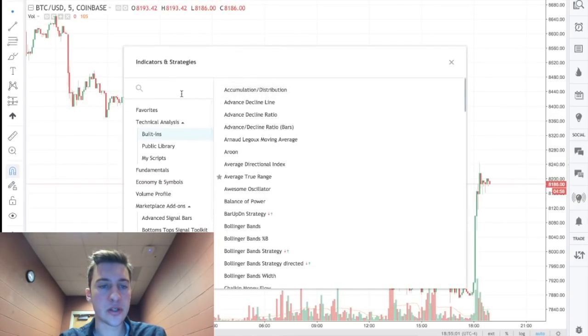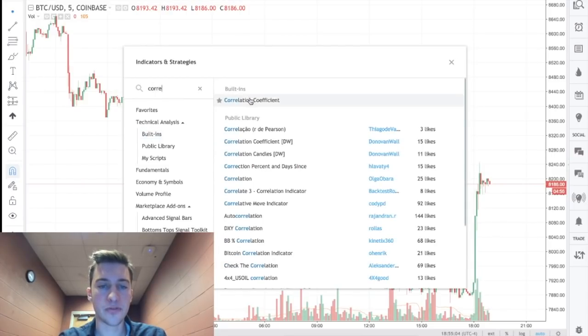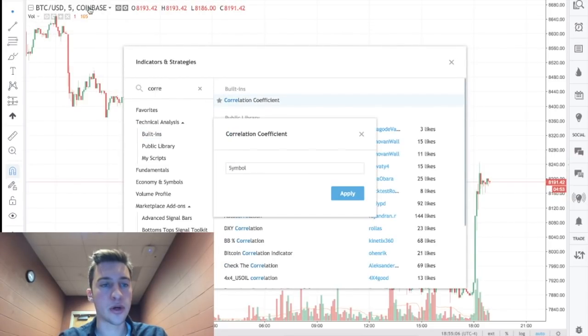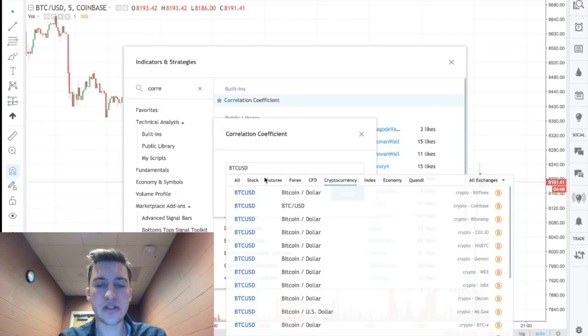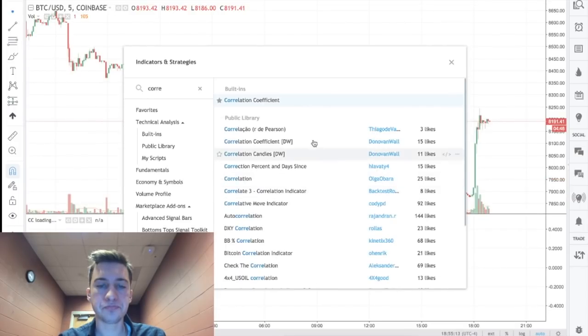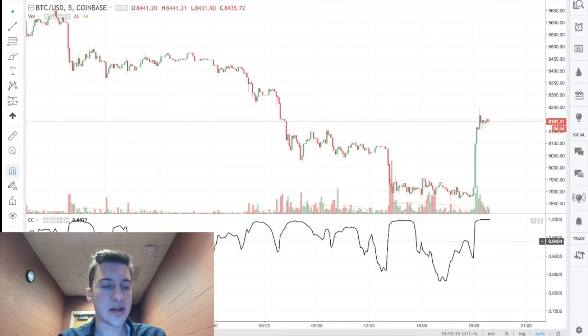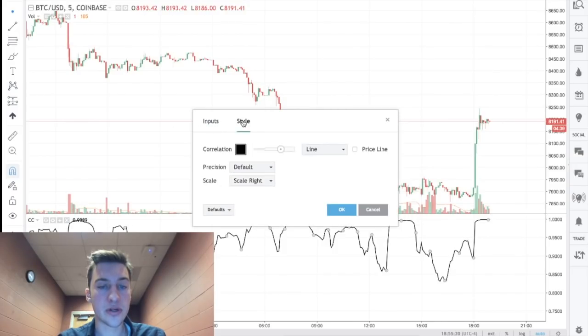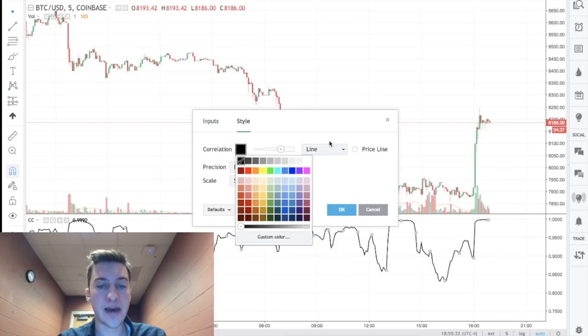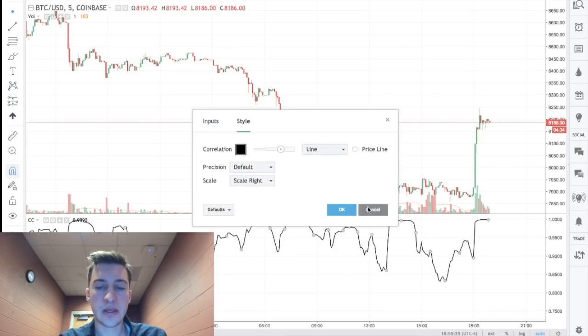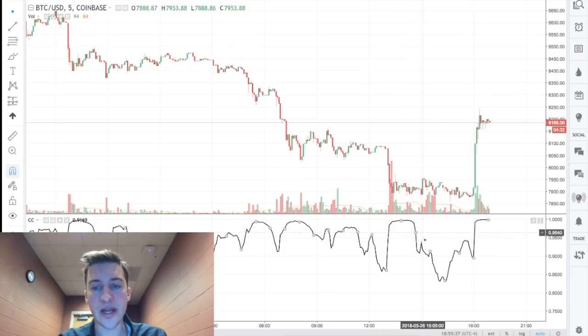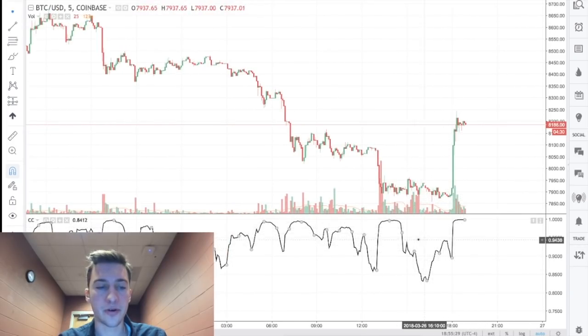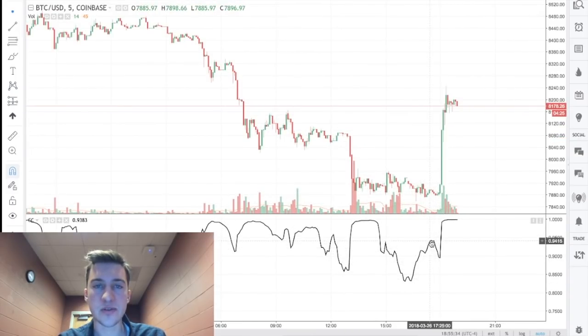So the first thing you're going to want to do is type in correlation coefficient right here. And you're going to want to have Coinbase, GDAX, or maybe some other exchange that is not Bitfinex up. Look for BTC USD to Bitfinex here, the leading exchange. And in my style, as you can see here, I use a 20 close, and I use a full black line with a 3 here. Because the default is going to be a red area, which is going to show you a bunch of area for the correlation coefficient. I find that this is a little bit more helpful. So that's why I have this one set up here.